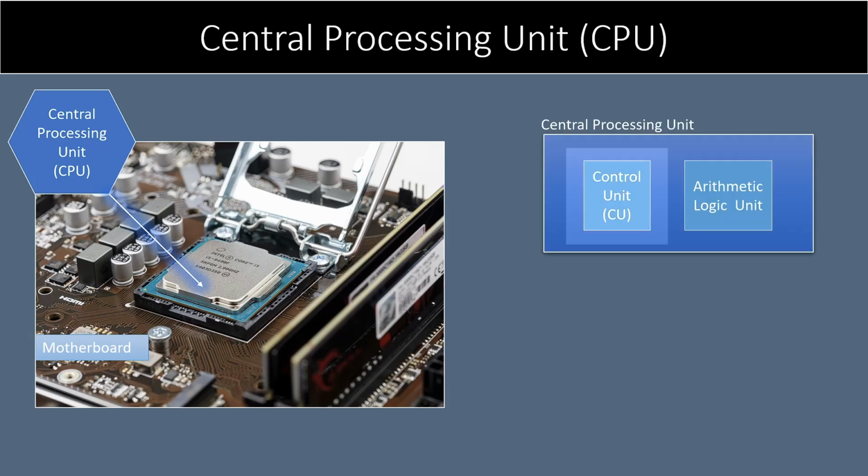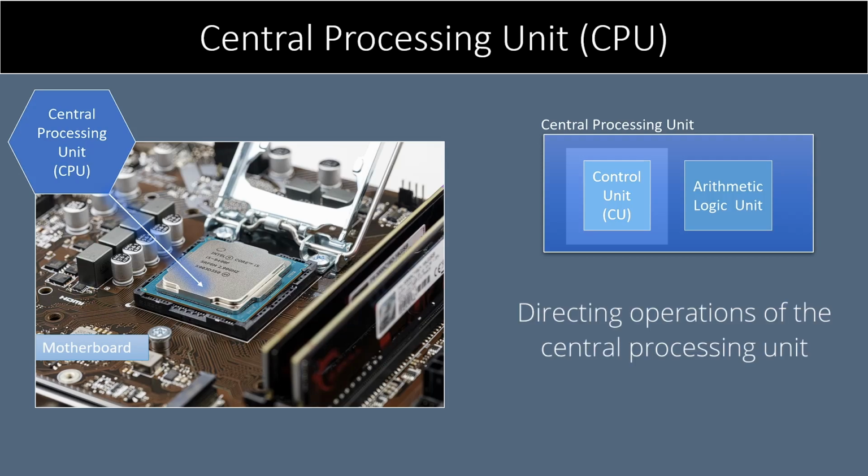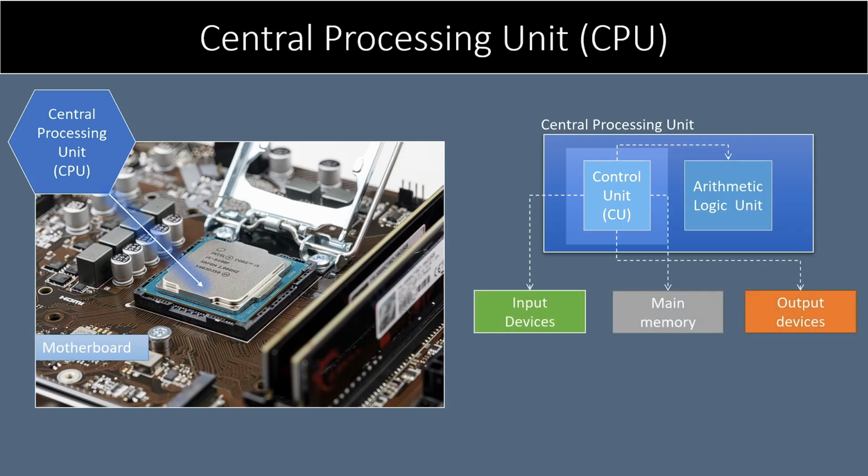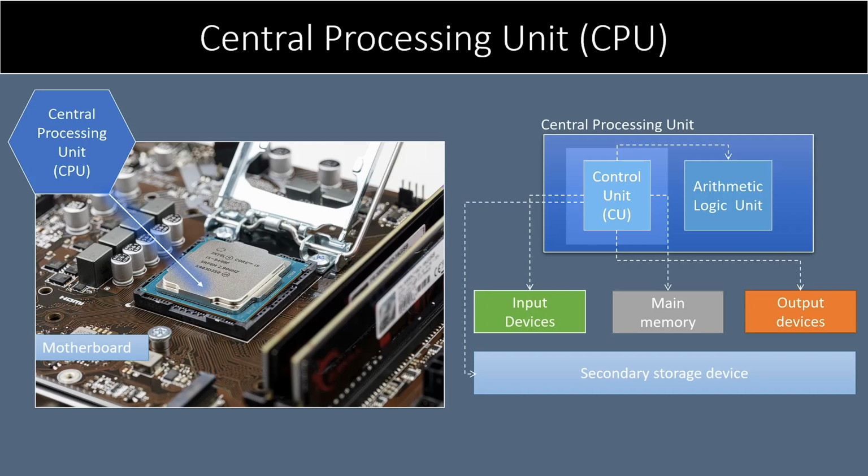Now let's talk about the control unit, CU. The control unit is responsible for directing the operation of the central processing unit and providing signals to other components like the ALU, input devices, main memory, output devices, and secondary storage devices.